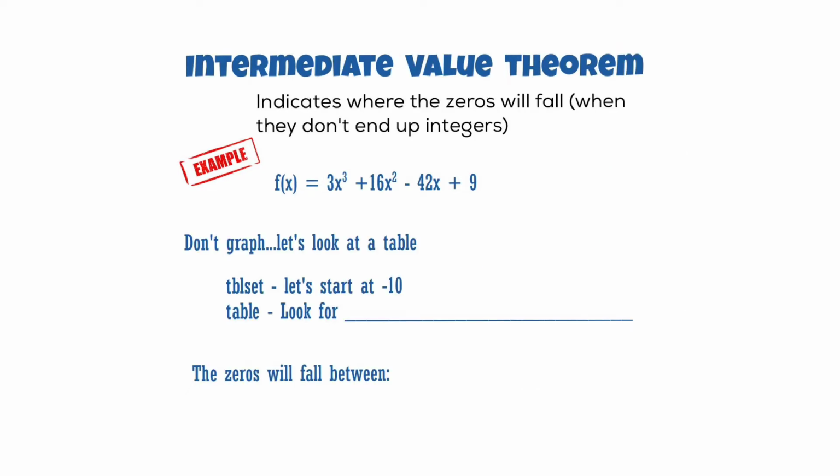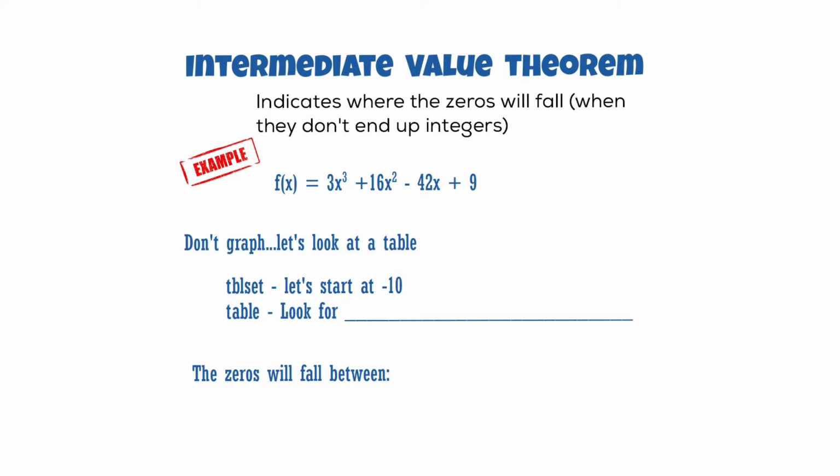Okay, the other thing that we haven't really dealt with, because everything was already factored for us, so it wasn't that big of a deal, but one of the things that's kind of cool is what we call the intermediate value theorem. It indicates where the zeros will fall when they don't end up being nice, pretty integers like they always were with our bounce cut packet. Everything was always a nice integer. Well, what if it doesn't hit at a nice spot on your number line?